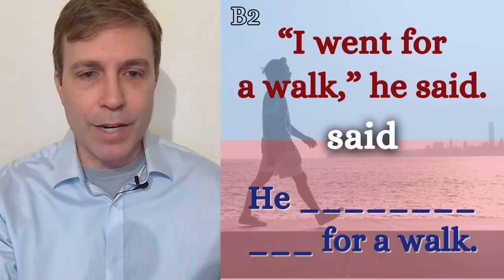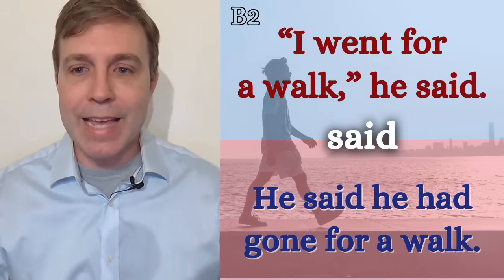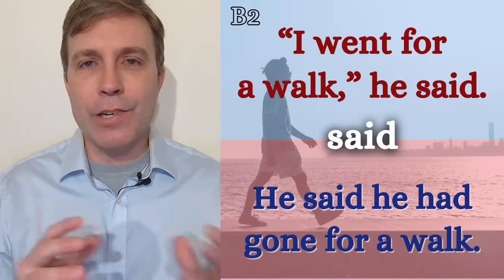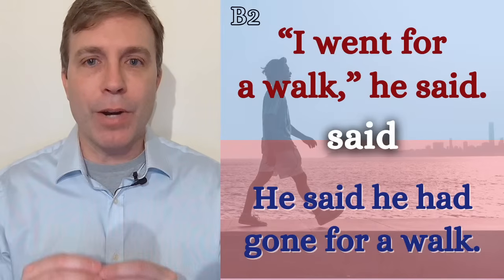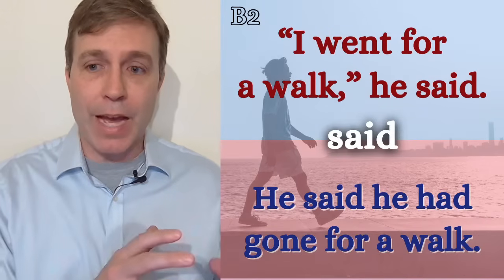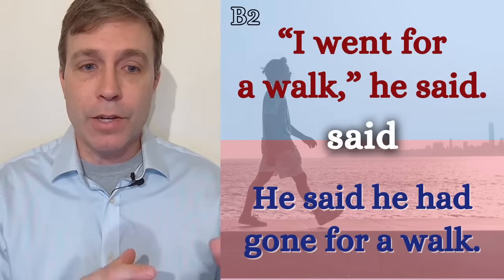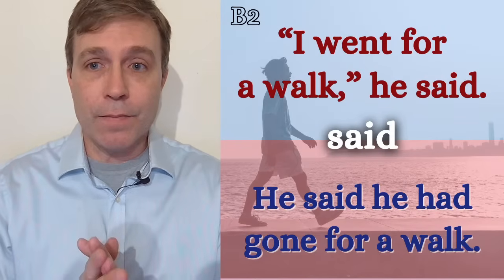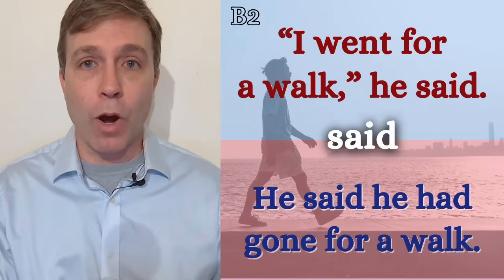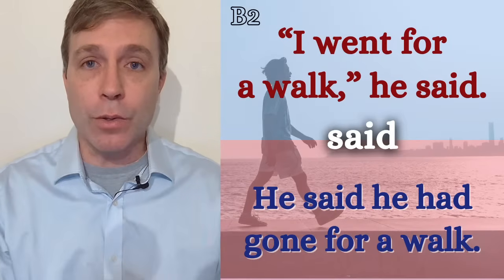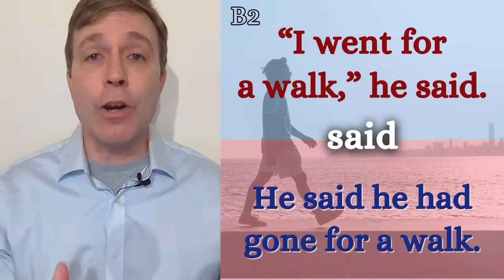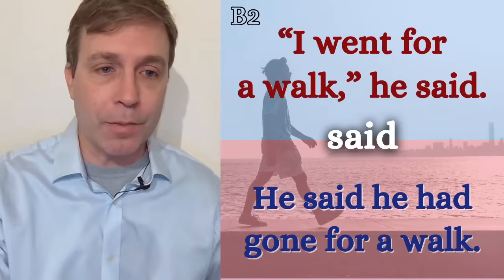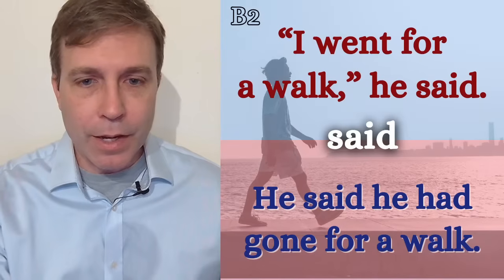All right, I see some good answers in there. He said he had gone for a walk. In general, if you say something in the present, then when you move that to indirect speech, it will change to the past. In this case, the sentence uses the past, I went for a walk, so we're going to use the past perfect. He said he had gone for a walk. And that is a sentence in indirect speech. Great job. I see some good answers.